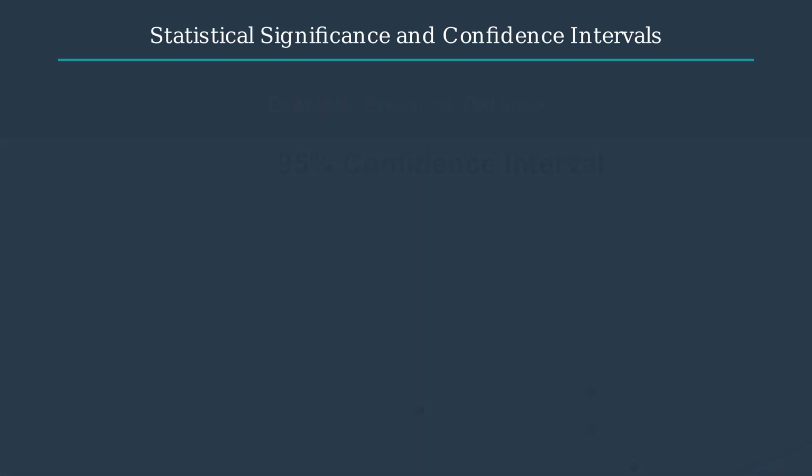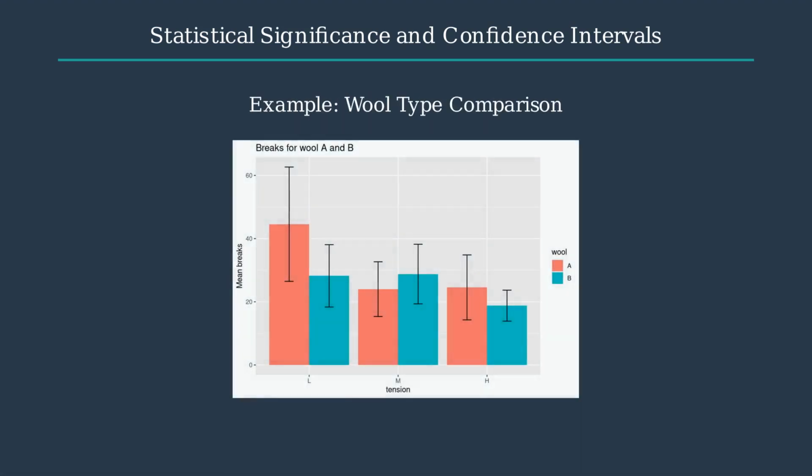Since the confidence interval doesn't include 0 and the p-value is less than 0.05, this effect is statistically significant. Here's another example comparing the effect of different tensions on wool breaks for two types of wool. The regression coefficient for wool B compared to wool A is negative 5.78, with a confidence interval from negative 7.40 to negative 4.16 and a highly significant p-value. This means wool B has significantly fewer breaks than wool A, with an estimated 5.78 fewer breaks on average. Since the confidence interval is entirely below 0, we're confident this difference is real and not due to chance.